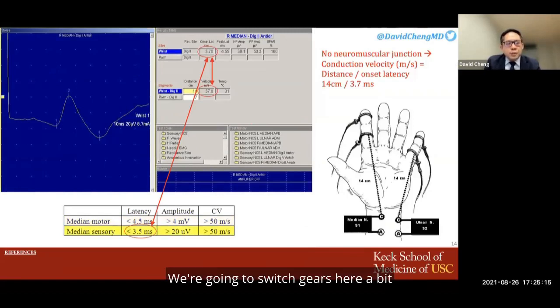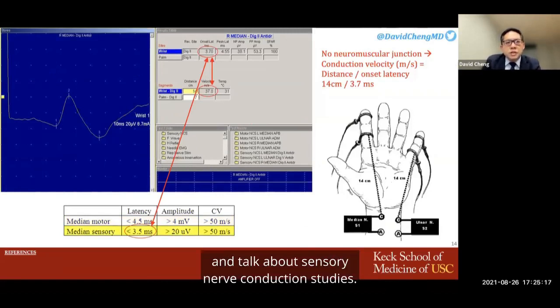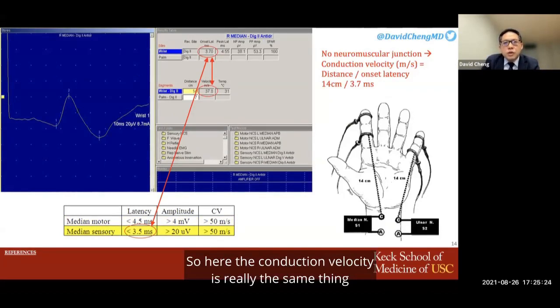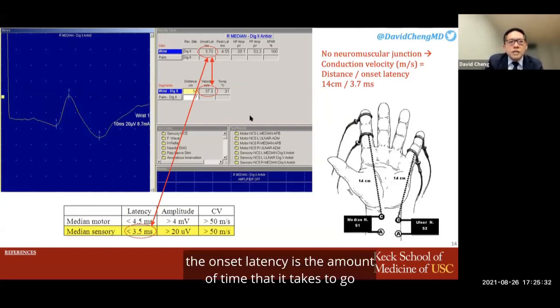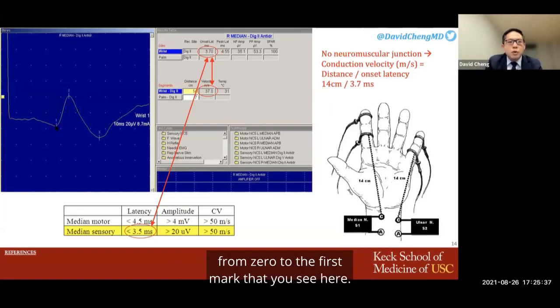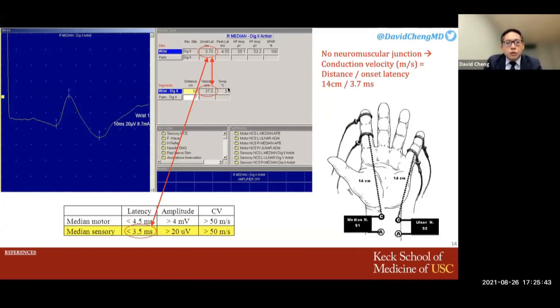We're going to switch gears here a bit and talk about sensory nerve conduction studies. Effectively, it's very similar, except that there is no neuromuscular junction. So here, the conduction velocity is really the same thing as the onset latency, and you can see that here, the onset latency is the amount of time that it takes to go from 0 to the first mark that you see here, and that can be calculated to 37.8 meters per second, which is slow.